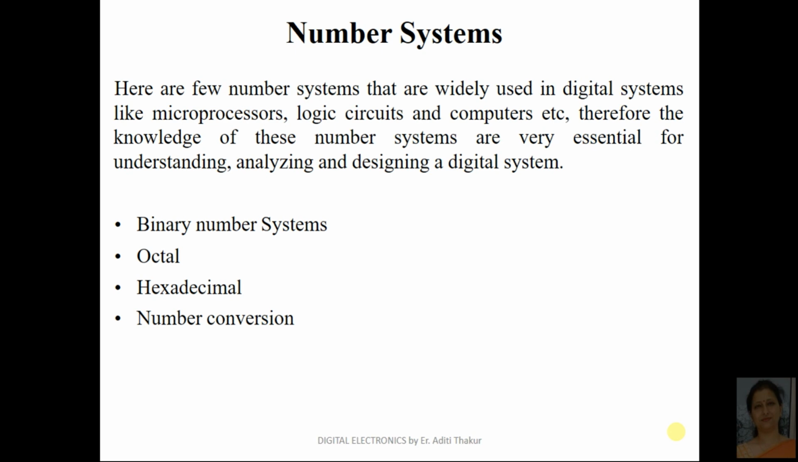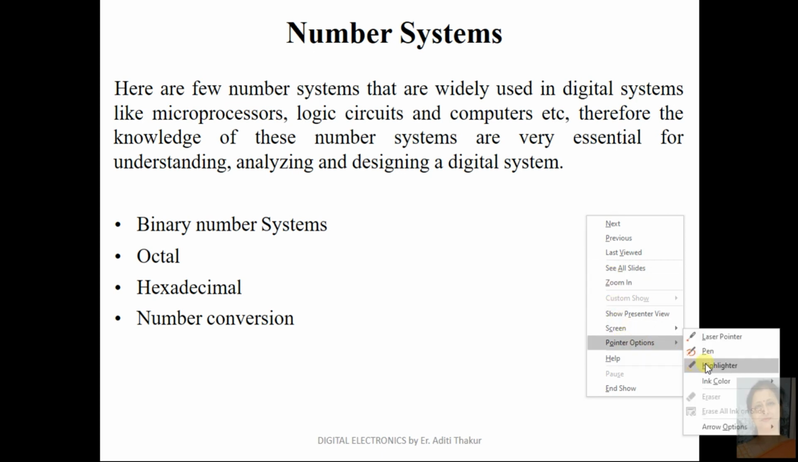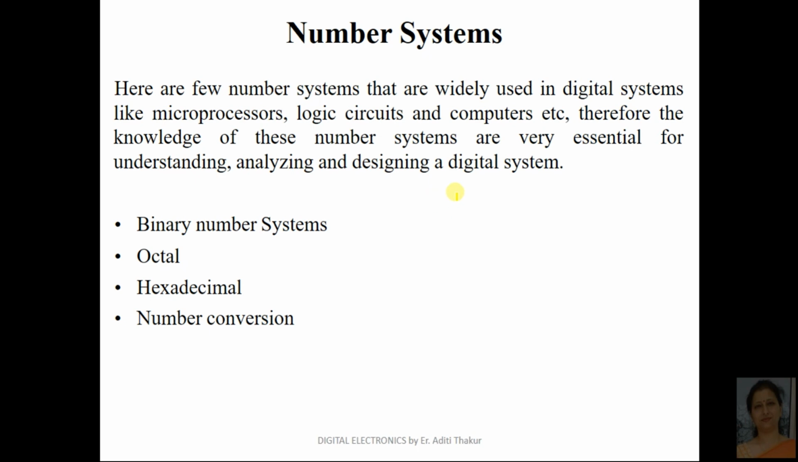Now, number systems. Here are a few number systems that are widely used in digital systems like microprocessors, logic circuits, and computers, etc. Therefore, knowledge of these number systems is very essential for understanding, analyzing, and designing a digital system.